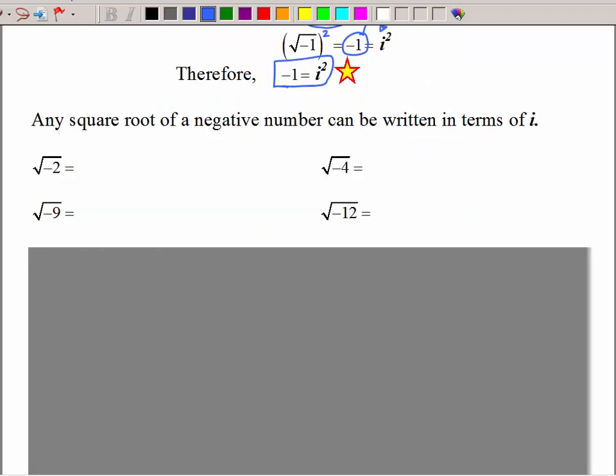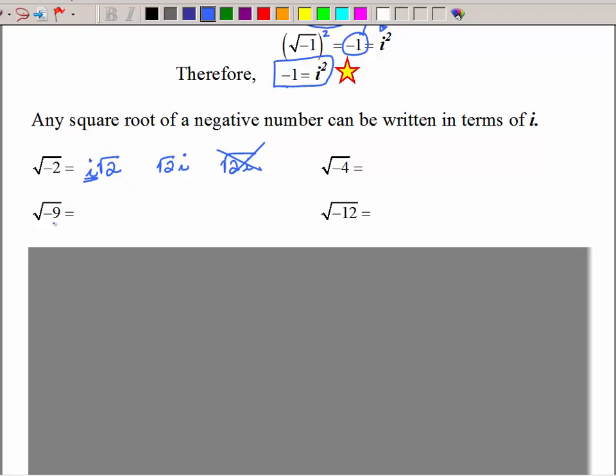Let's just learn how we can write things with i. The square root of negative 2 can be written as i times the square root of 2. Now most books write it as the square root of 2 times i. However, you don't want to put that i underneath the square root sign like that. That's wrong. So I just prevent that by putting the i on the outside. But either way is correct.